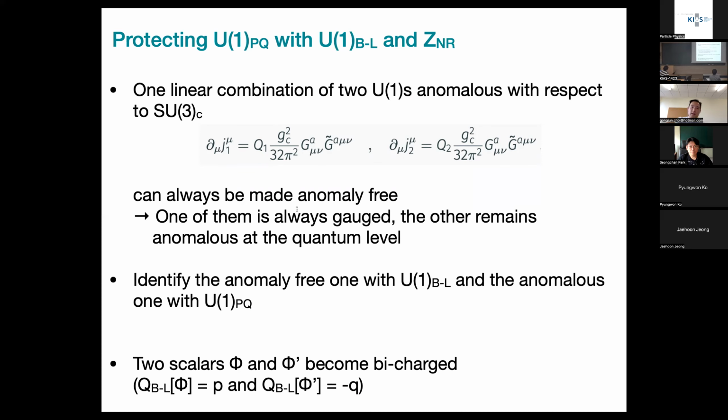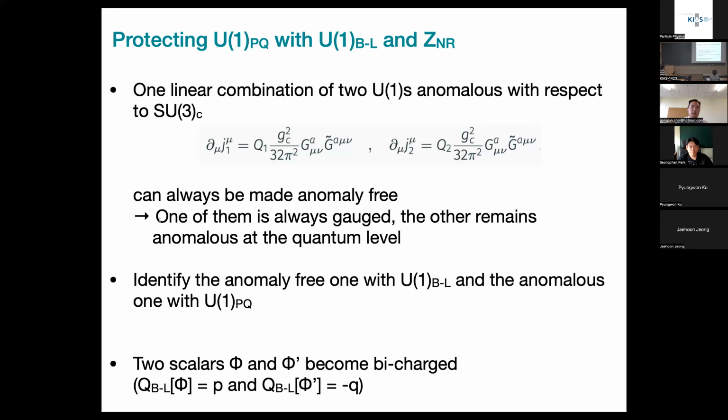But then this means you can always find a linear combination of J1 and J2 which is anomaly free. For example, here, minus Q2 over Q1 times J1 plus J2, you can see that that's anomaly free. So it's always possible if you're given two anomalous U1s, and then you can always find a linear combination which is anomaly free.